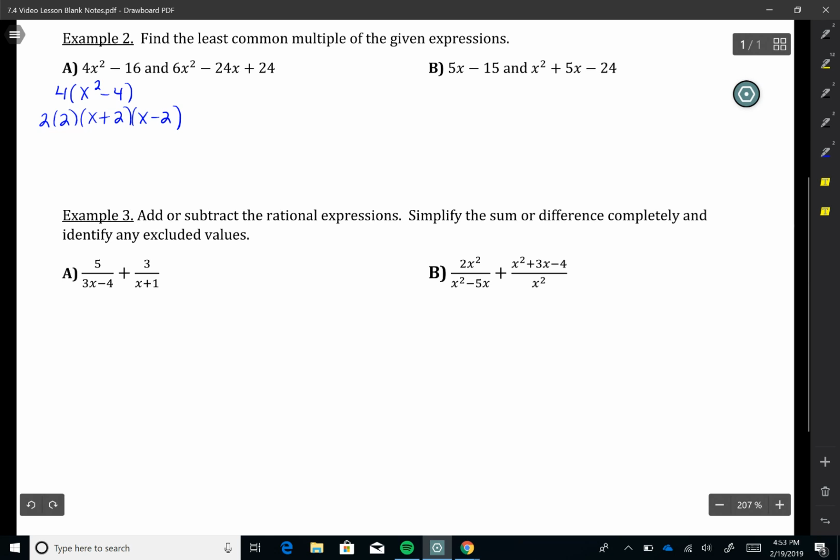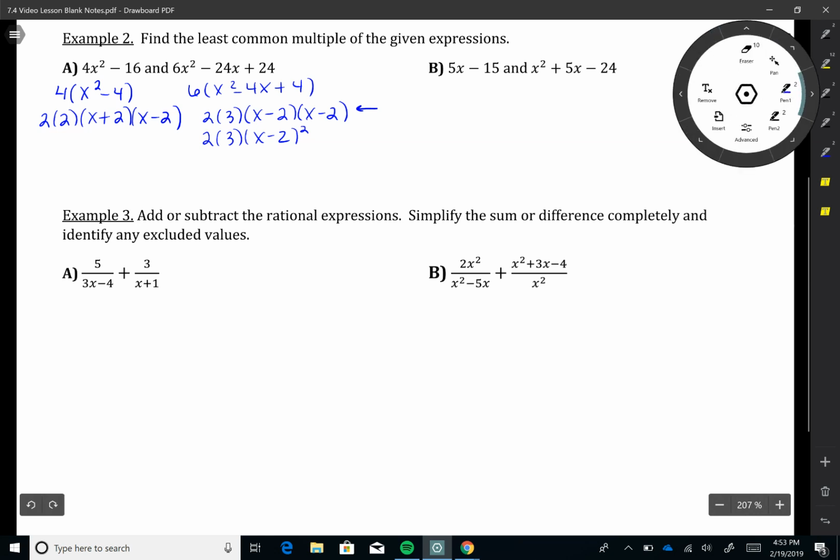Now looking at our trinomial 6x squared minus 24x plus 24, a GCF in this one would be 6, so I can take a 6 out front. And then that leaves me with x squared minus 4x plus 4. And then I know 6 is 2 times 3. And this trinomial is a perfect square trinomial. It factors to x minus 2 times x minus 2, which you can leave like that, or you could write it as 2 times 3 times x minus 2 quantity squared. So either way, it's kind of nice to leave like this so you can see exactly what is in the denominator when we get to denominators.